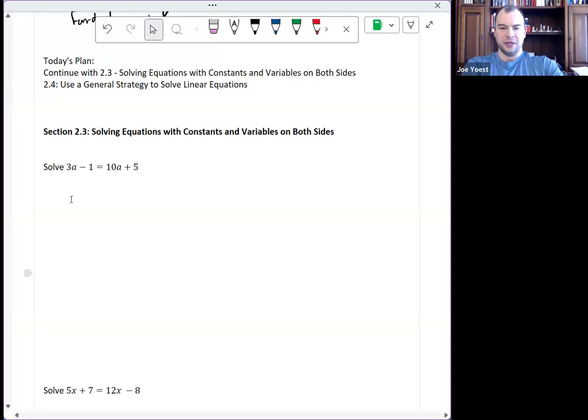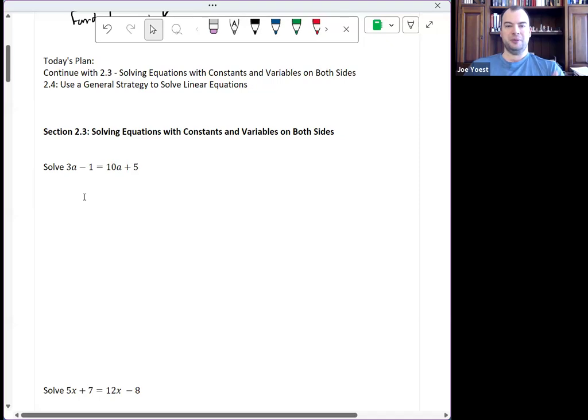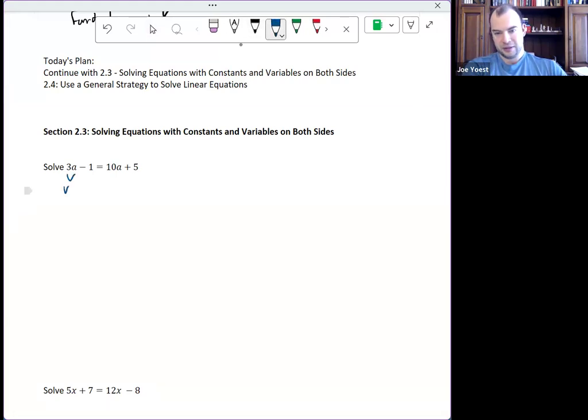So here we're still dealing with just linear equations where we have variable terms, number times variable, and constant terms. And in this case, on both sides. So both expressions that are being equated have both a variable term and a constant term. Just to be a little more explicit about that, we have a variable term here on the left side and a variable term here on the right side, the 3a and the 10a. And we have a constant term on the left side, this -1. And we have a constant term on the right side, the +5.